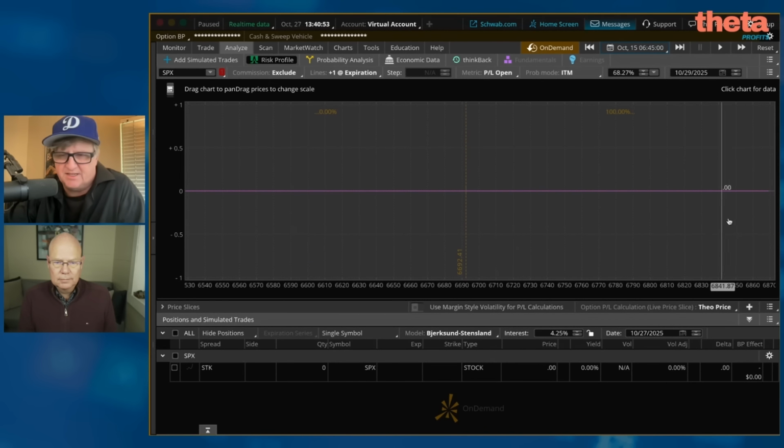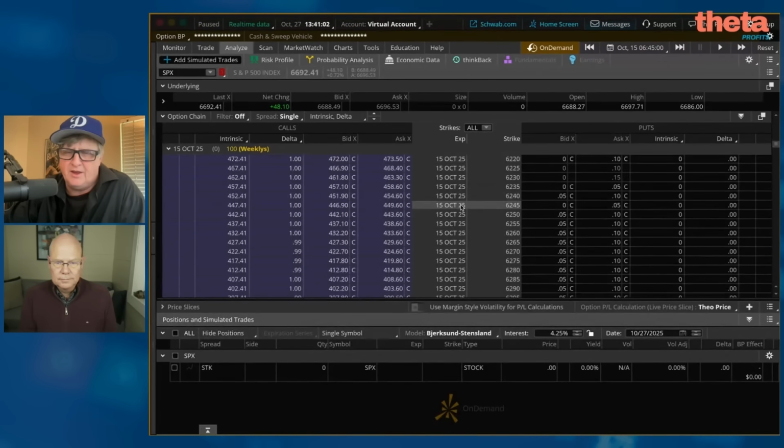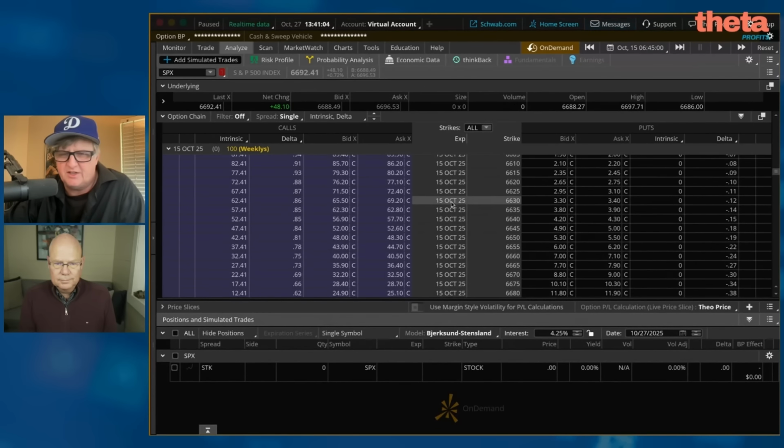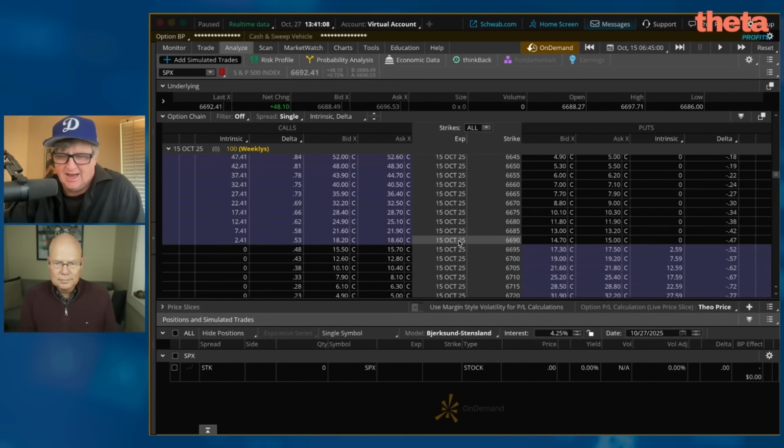That pink line is the zero line. So that's like the break even. So let me go over to add simulated trades. I'll go to October 15th and then I'll come down here. And this isn't the exact trade that I'm going to show you, but these are just some simple ideas to help you understand how I get these things to float.